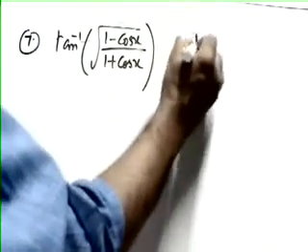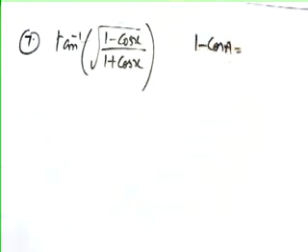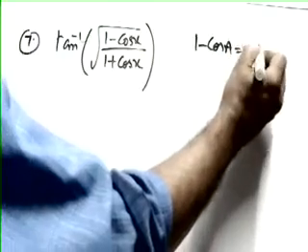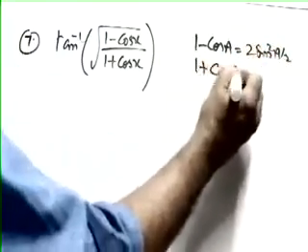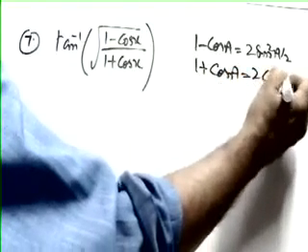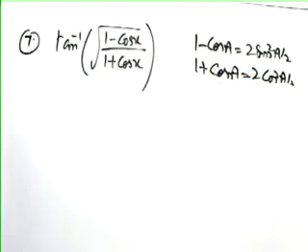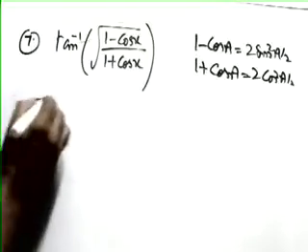Now see here. This one formula we have already seen in multiples and submultiples: 1 minus cos A is nothing but 2 sine square A by 2, and 1 plus cos A is 2 cos square A by 2. Those who don't know the formulas, go to my playlist, you will get all the formulas of trigonometry. In the playlist, see the intermediate first year, part 1, part 2; you will get all the formulas of transformation, compound angles, multiples, submultiples.